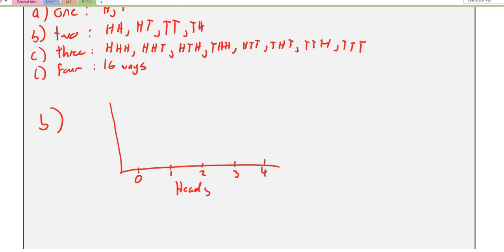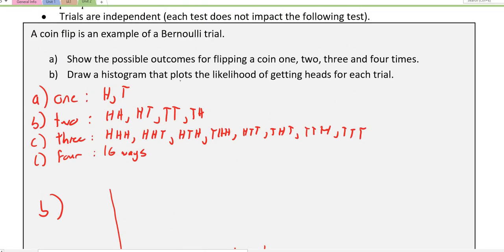We're only looking at the 4 trials version. If we did a histogram for 1 flip, it'd just be 0, 1. They're even because it's a 50-50 chance. For 2 flips, 0, 1, 2. There's 1 way to get no heads, 2 ways to get 1 head, 1 way to get 2 heads, and so on and so forth.